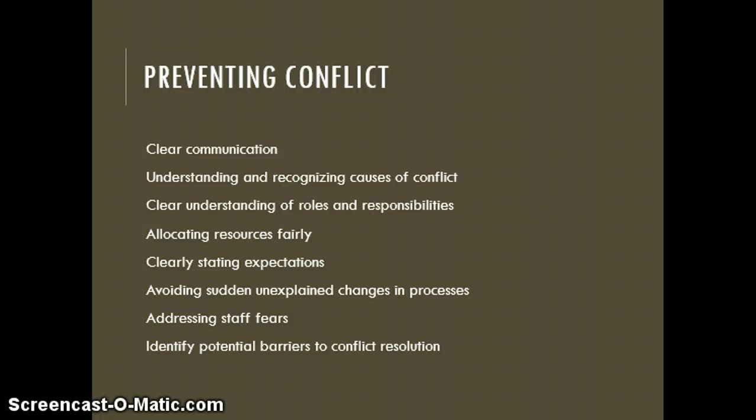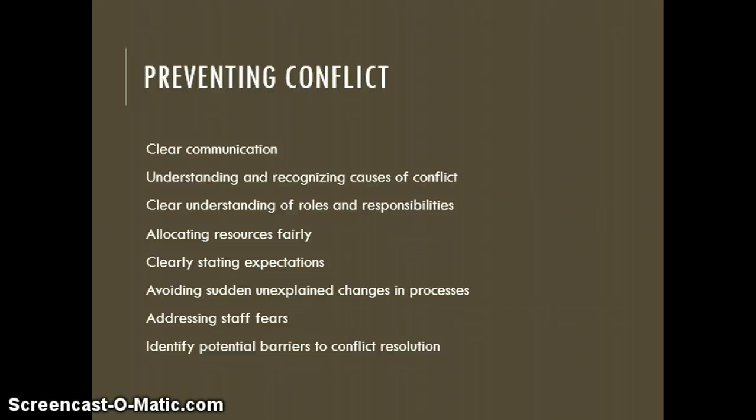Do you have aides on the floor? What is going to be the job of the aides? What is the job of the unit secretary? What is the job of the radiology tech? What is the job of lab? Having those very clearly defined roles and responsibilities helps decrease conflict.